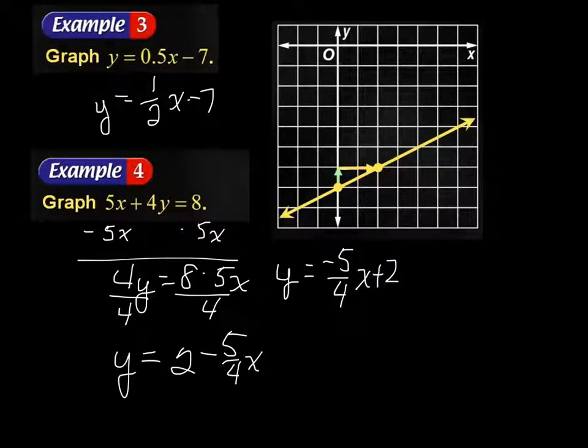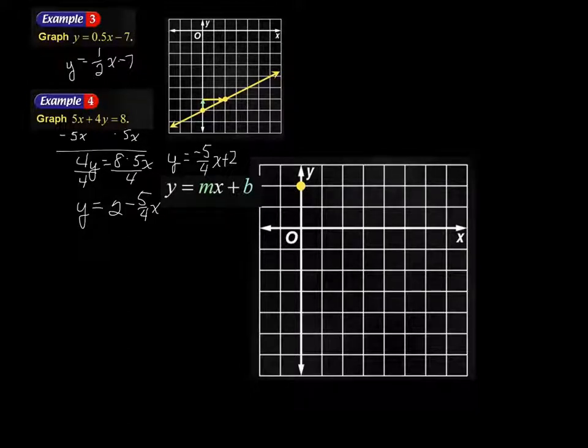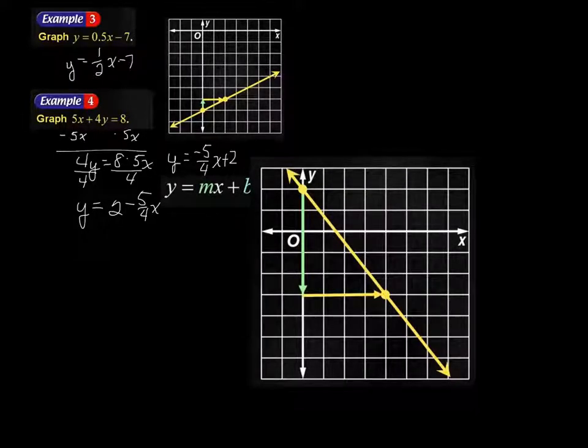Now we can graph. The y-intercept for this line is 2, so I plotted a point at 2, and the slope is -5/4. So from 2, we're going to go down 5 over 4, and we can draw a line. If you need more time, you can pause this, and then we're going to go on to a word problem.